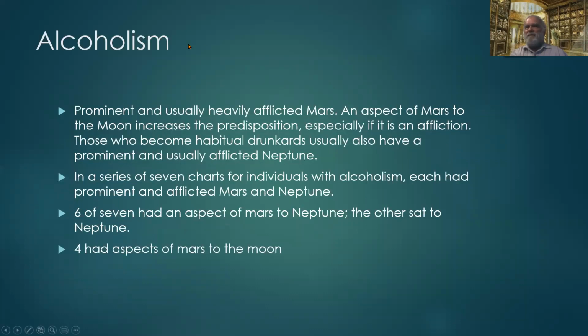Here, I'm going to revisit this. We did talk about alcoholism before, and I believe we did David Carradine's chart. From our course, we say a prominent and usually heavily affected Mars. An aspect of Mars to the moon increases the predisposition. Those who have become habitual drunkards usually also have a prominent and usually afflicted Neptune.